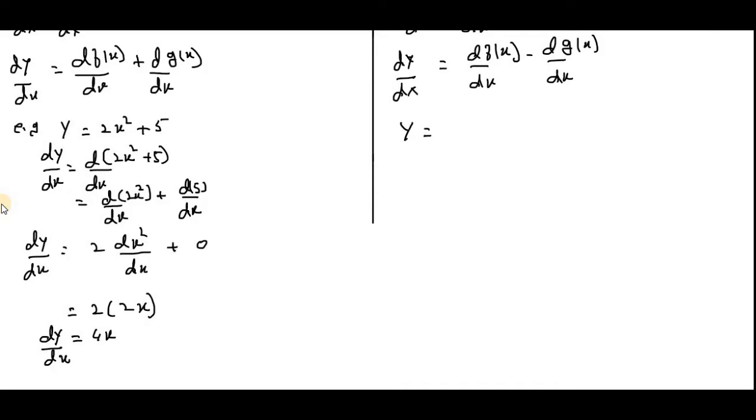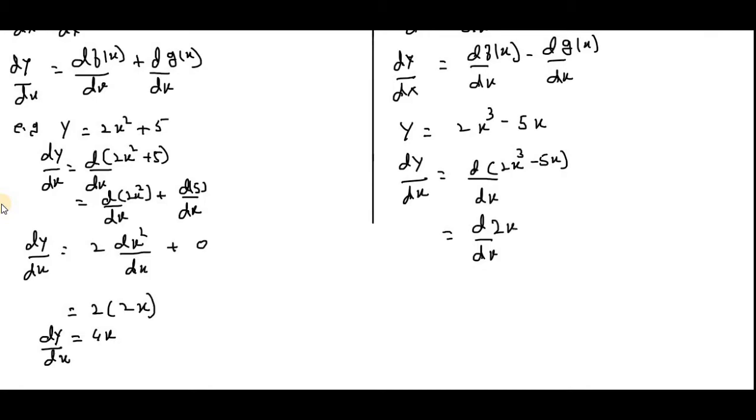Now we take another example for the subtraction rule. We get y is equal to 2x cube minus 5x. So dy by dx is equal to d by dx of 2x cube minus 5x, which is d by dx of 2x cube minus d by dx of 5x.